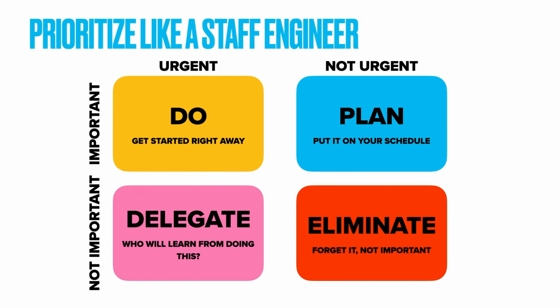So one of the hardest shifts at staff level is figuring out what not to do. You can't be everywhere. You can't fix everything. This is where I come back to the Eisenhower matrix. It's a really simple framework that helps you decide where your energy should go.